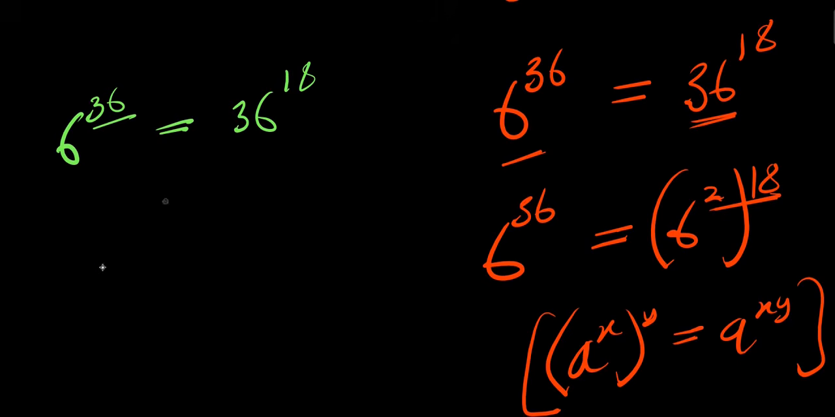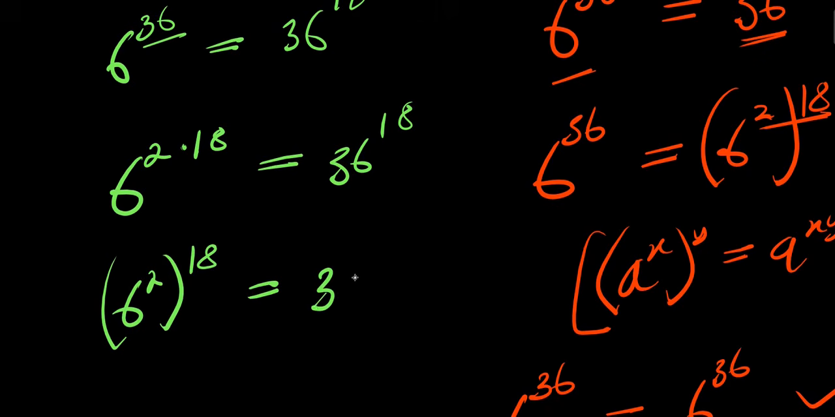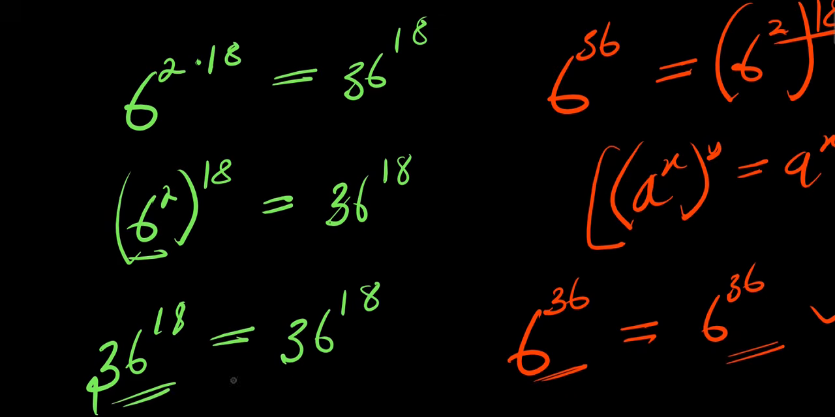36 is 2 times 18. So you have 6 power 2 times 18 equals 36 power 18. And remember, a power x times y is a power x, power y. So this is 6 power 2, power 18, equals 36 power 18. And from here, 6 power 2, that is 6 times 6. So we have 36 power 18 equals 36 power 18. This and this are the same.